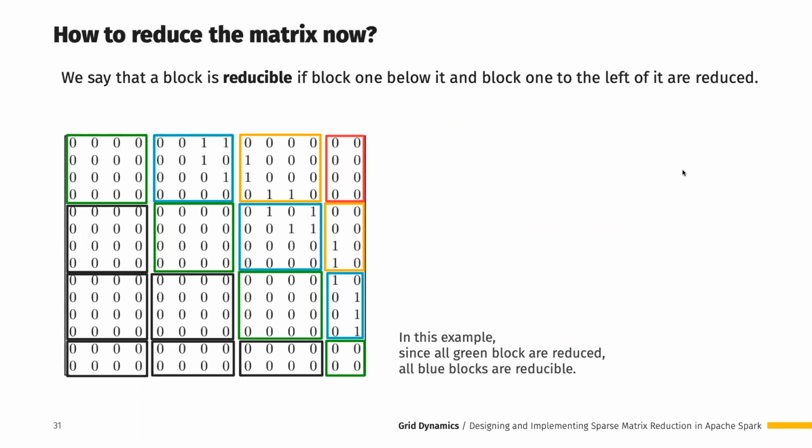So as an example, first of all, we observe that every green block is reduced. Why? Because if we check the matrices that end at the top right of each green block, these submatrices contain only zeros. So they are reduced. But as green blocks are reduced, all blue blocks are reducible, because for each blue block, the one to the left of it and the one below it are green and reduced. And that's promising.